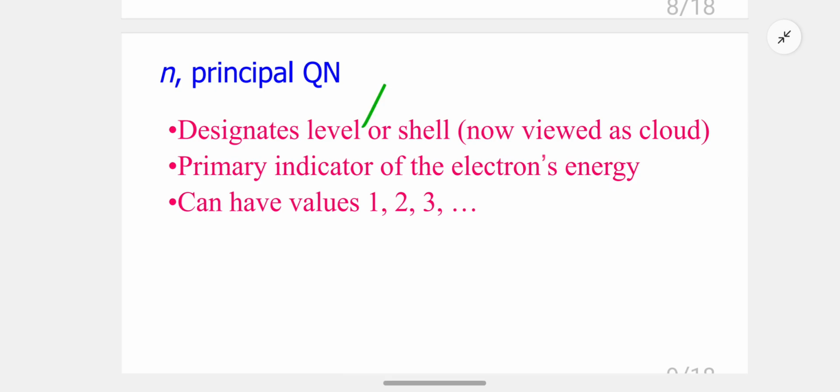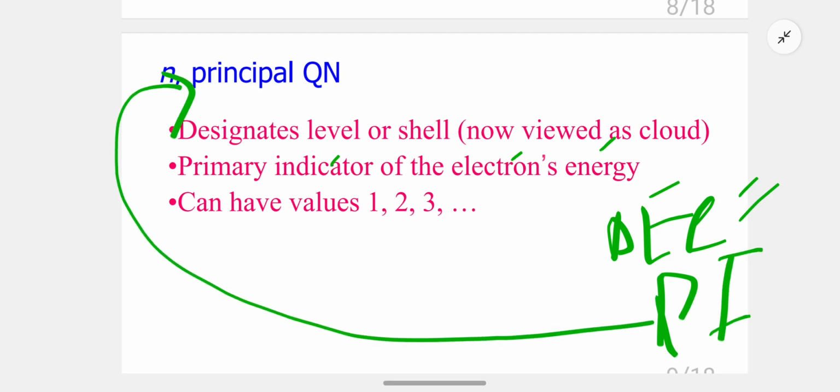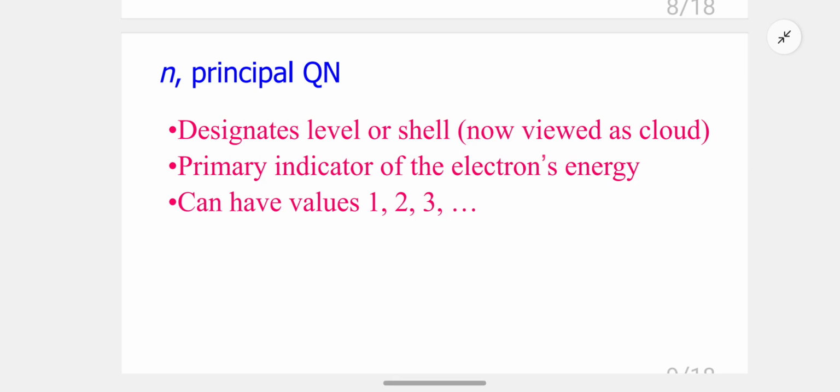The principal quantum number designates the level or shell, now viewed as a cloud. It is also the primary indicator of the electron's energy. Its values range from 1, 2, 3, up to 10, and so on.